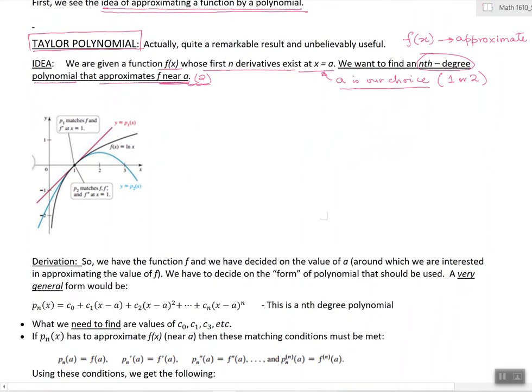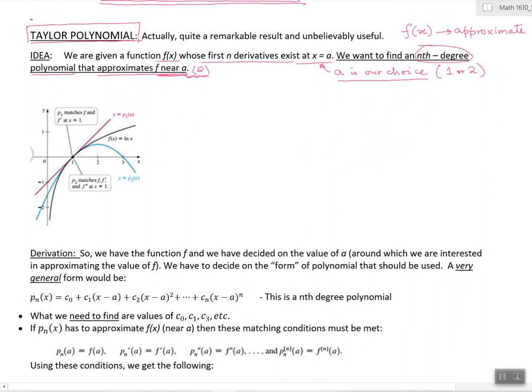So what's the idea? Suppose this is our function log x. Now we want to approximate it with an nth degree polynomial. The first thing we can do is take n as 1. So what is a first degree polynomial? That means basically a straight line.